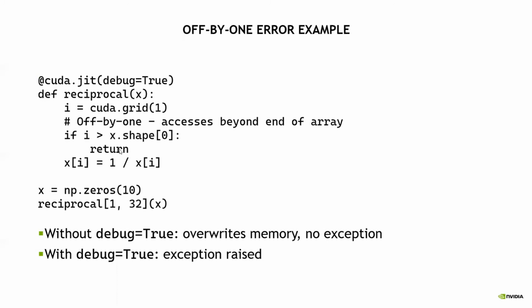In this example kernel, it's mostly correct, except there's an off-by-one error. In this line, we're not checking the bounds of the array correctly. We're going to access one element beyond the end of the array.